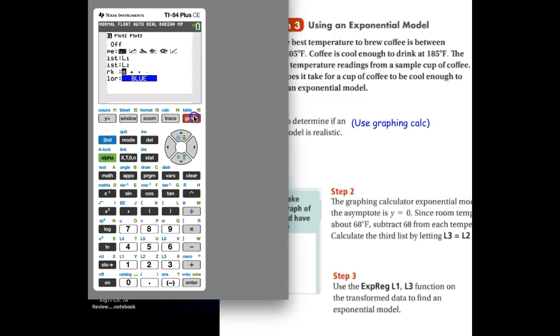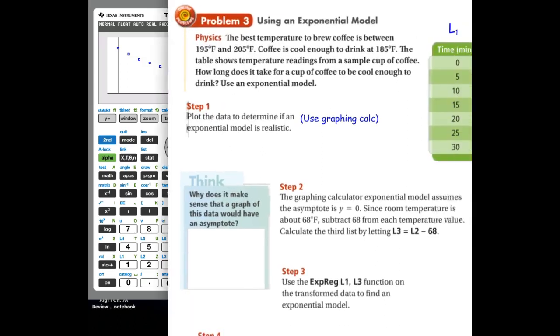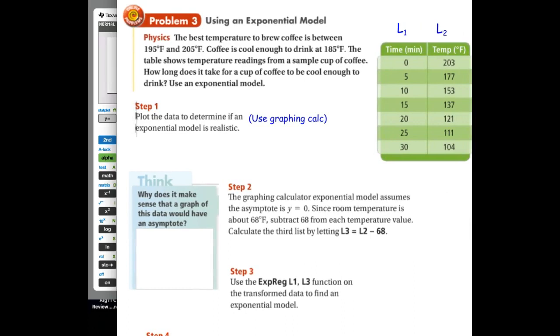All right, if I look at the graph now, hang on, I'm going to take out my equations here. You should see that. Does it look like it's exponential decay, like there's a curve to it? Yes. So it makes sense that we have an exponential model for this. So an exponential model seems realistic based on our picture.